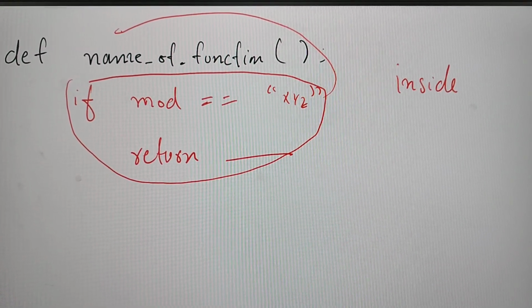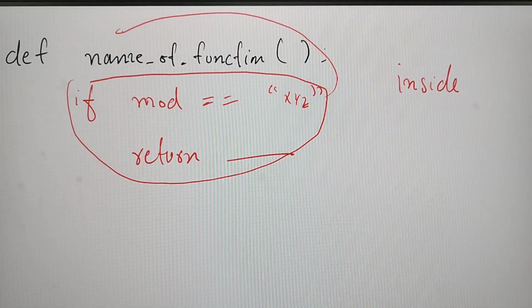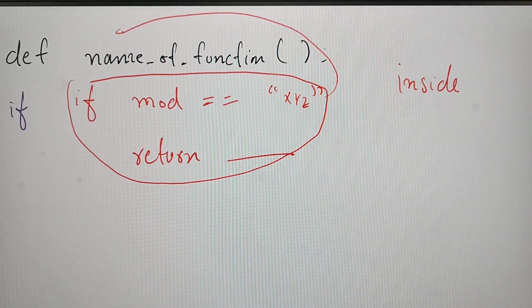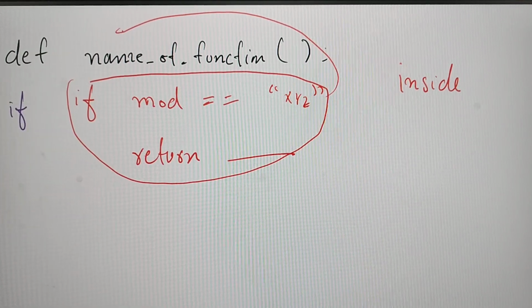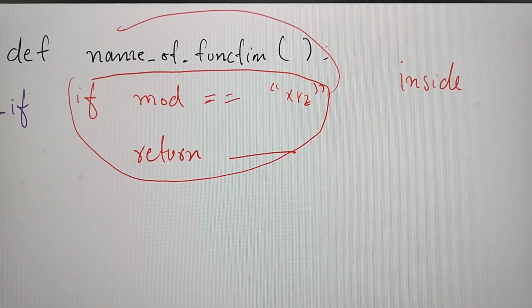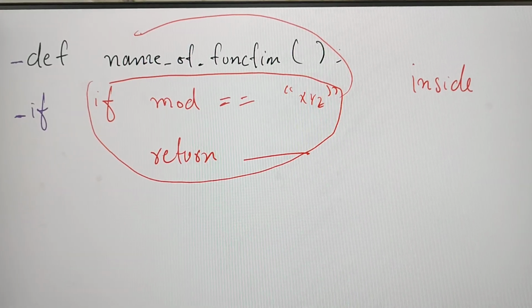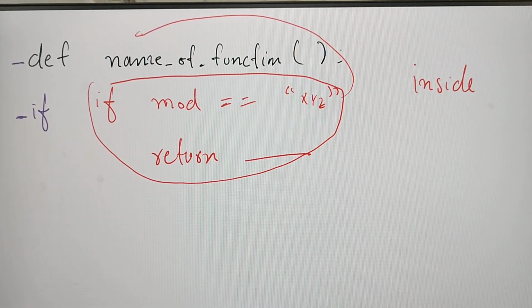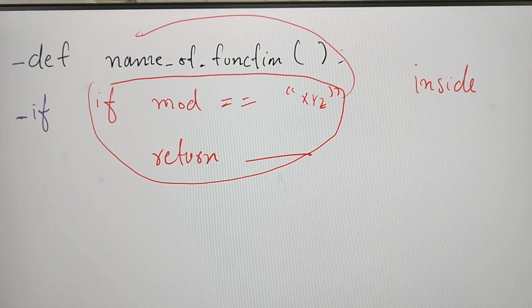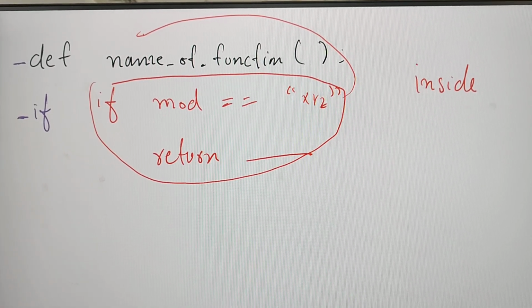But if you write this if here, then Python won't understand that this is inside the function. Okay? If you write if here, and you define the function here, then Python will not understand that the if condition is inside the function.